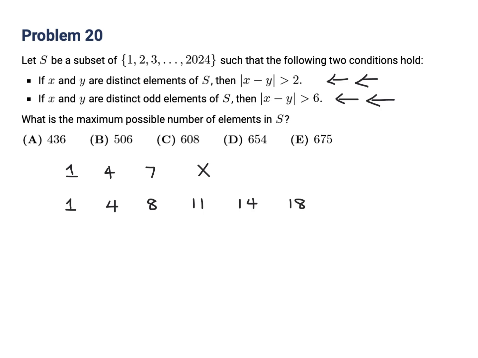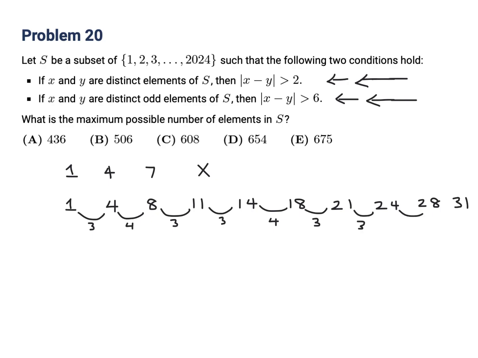And then continuing like this, for each number that you add, you check if the first condition is valid and the second condition is valid. And then you'll get a list like this: 21, 24, 28, 31, and so on, right? So what do we have here? We have a difference of 3, a difference of 4, a difference of 3, a difference of 3, a difference of 4, a difference of 3, a difference of 3, a difference of 4, a difference of 3. Okay, so I got it. It's a 3, 4, 3, 3, 4, 3, 3, 4, 3 pattern.